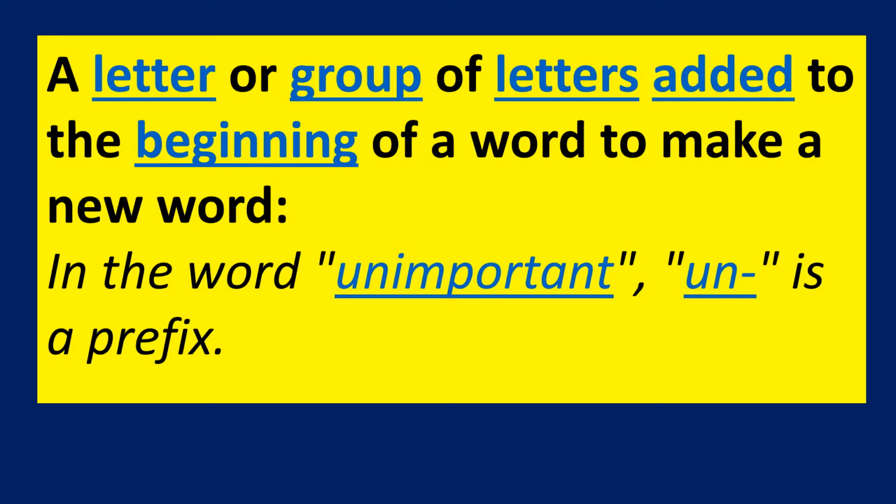According to Cambridge Dictionary, a letter or group of letters added to the beginning of a word to make a new word is called a prefix. I repeat, a letter or group of letters added to the beginning of a word to make a new word. It's called a prefix. In the word unimportant, un is a prefix.